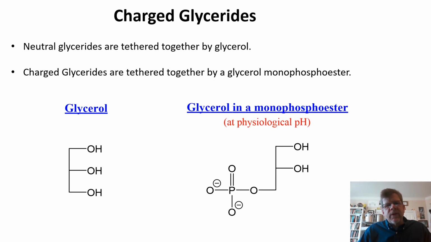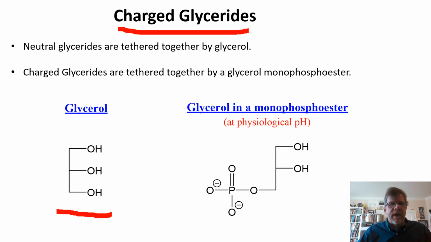Having said the previous, let's take a look at what ties glycerides together. We'll be talking specifically about charged glycerides, but when we think back, neutral glycerides are tied together with the molecule of glycerol. That's that 3-carbon structure. On all 3 carbons, we have an alcohol group. So glycerol tethers together the neutral glycerides that we looked at previously.